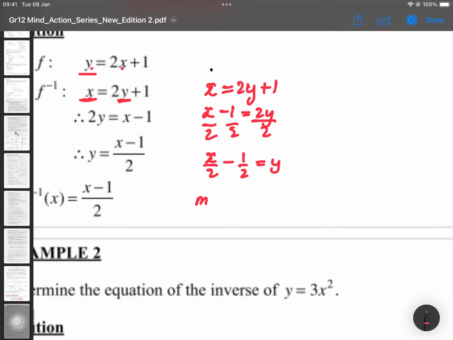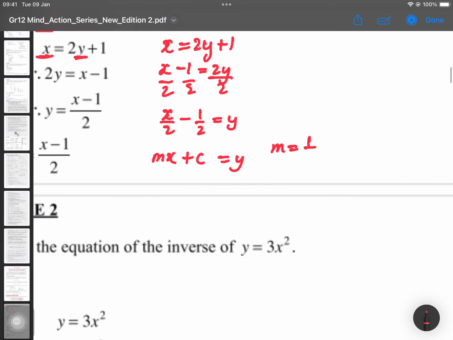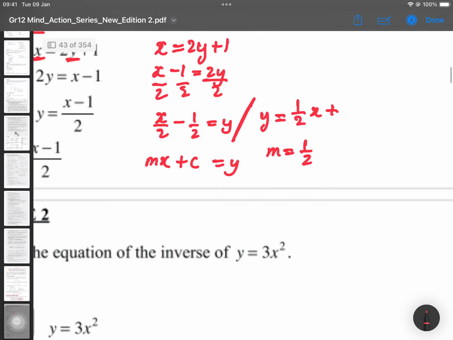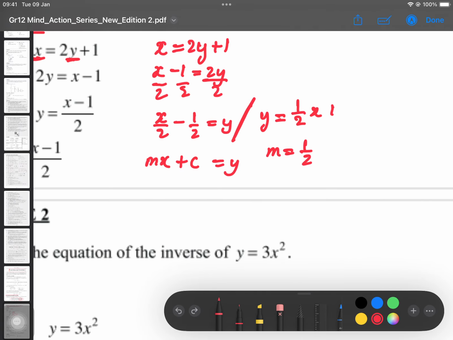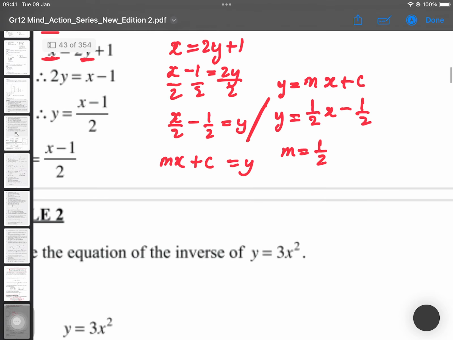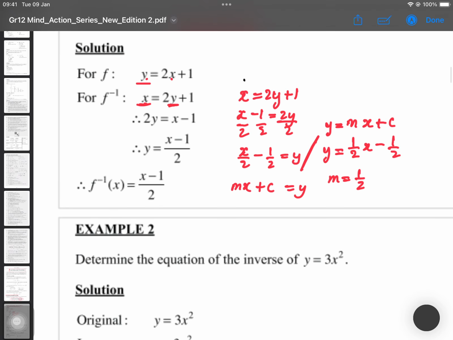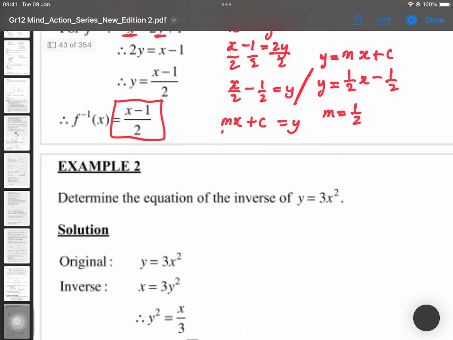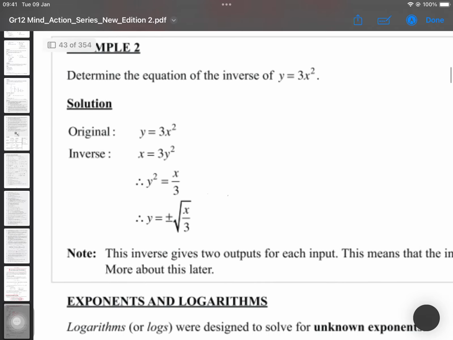In this form, it's mx plus c equals y, so you can see that the gradient is 1 over 2. Another format, y equals 1 over 2 x minus 1 over 2. Again, it's y equals mx plus c. You can see it properly now. When you separate it, you can see it clearly. Writing it as one fraction is still correct, but I would advise that you also use the mx plus c format. Let's check the second example.